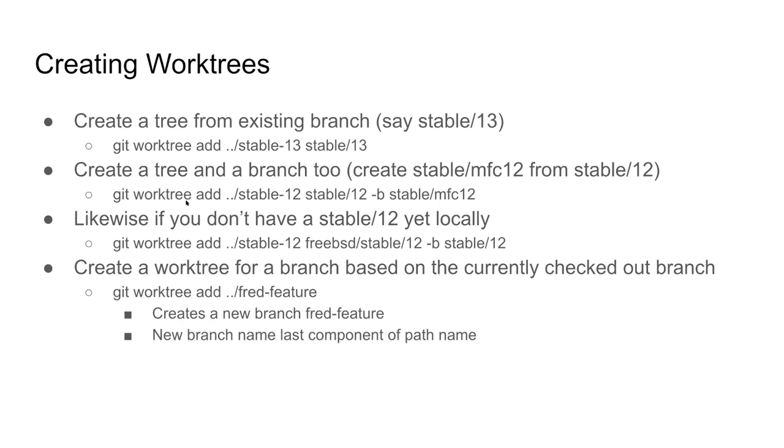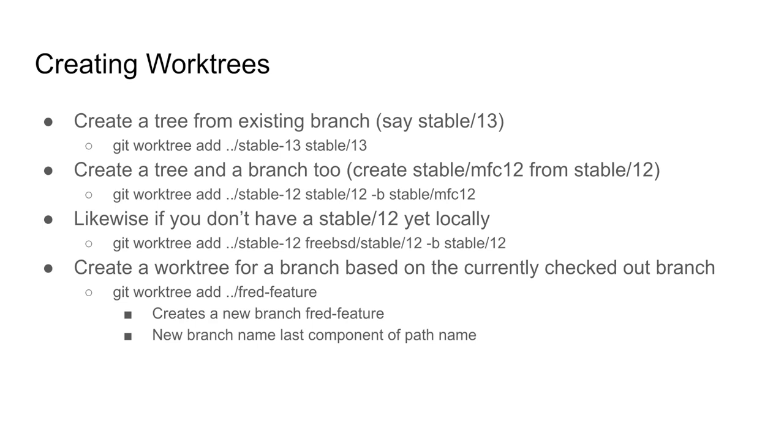And now let's say you want to use the workflow I talk about later called InstaMFC, where as soon as you commit it to the main line, you commit it to a staging area. I have a stable MFC 12 branch and a stable MFC 13 branch that are branched from stable 12 and stable 13 respectively that I use for that. I'll talk a little bit about that later, but if you wanted to create a work tree and also create the branch from that, you could do that with the second form where you add a dash B.